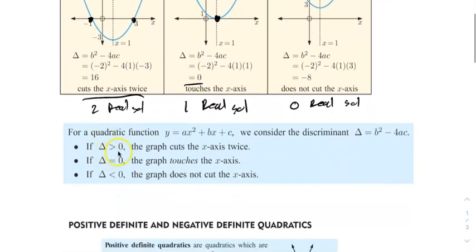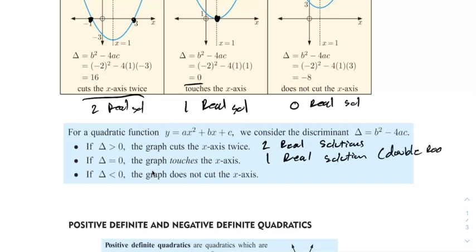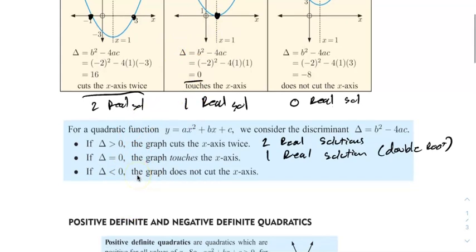If the discriminant is greater than 0, then it has 2 real solutions. If the discriminant equals 0, then it only has 1 real solution, also known as the double root. Because you do have two answers, it's the same answer twice. And then when your discriminant is less than 0, you have 0 real solutions.